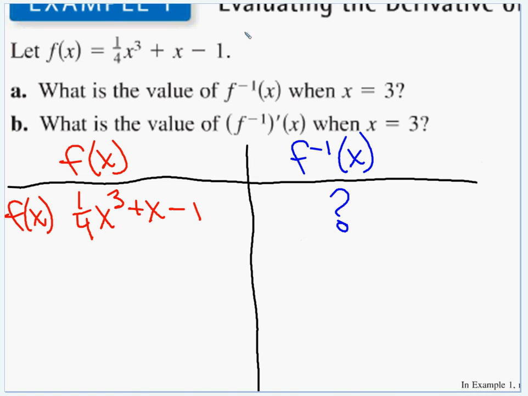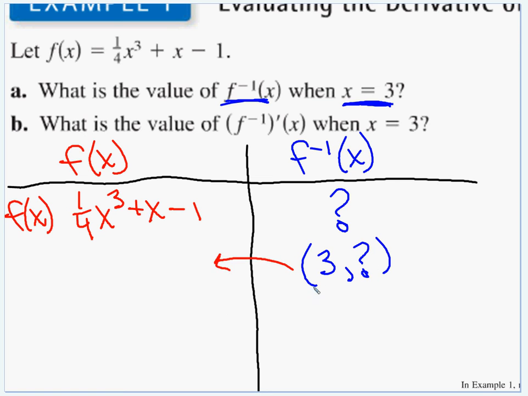And let's go back up to the setup. What is the value of the inverse when x is 3? So over here, if we had the function, we could put in a 3 and out would pop the number that they're asking us for. But we don't have the function to do that with. Let's think back over here to f of x.